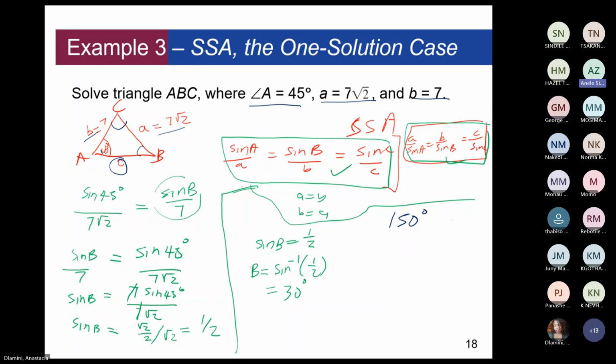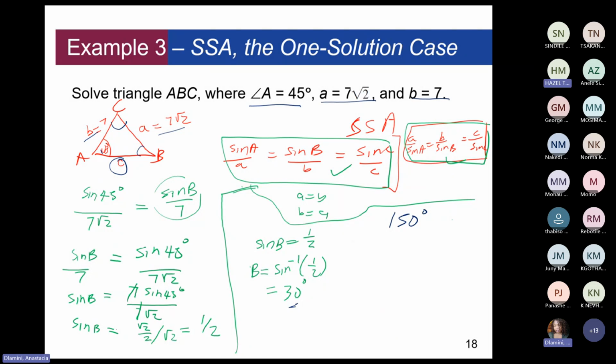Since you understand that part, you can't leave it like that because you don't know. They didn't draw the triangle. They just say solve the triangle ABC. So B can be an acute angle, which is less than 90 degrees, or an obtuse angle, which is over 90 degrees. You don't know if B is like this or like this. So it's 30 degrees or the supplementary of that angle. Does it make sense?